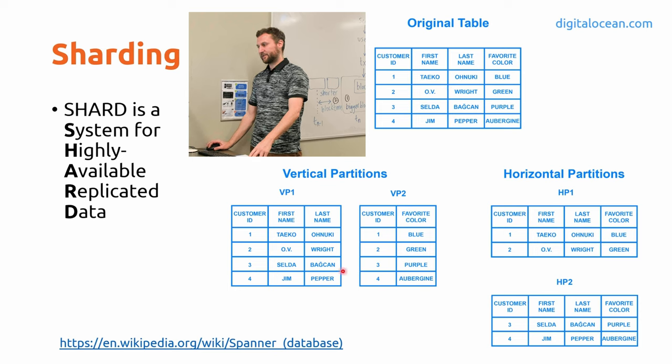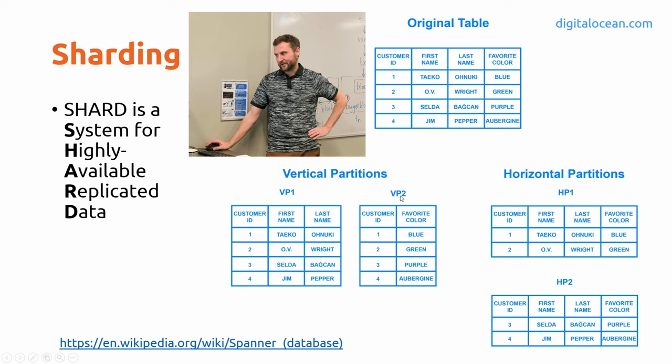So a vertical partition, you need some link here. So customer ID is copied to vertical partition 2. And then if you're only after color, you only need to look up table 2, which is more efficient than looking through the whole thing.